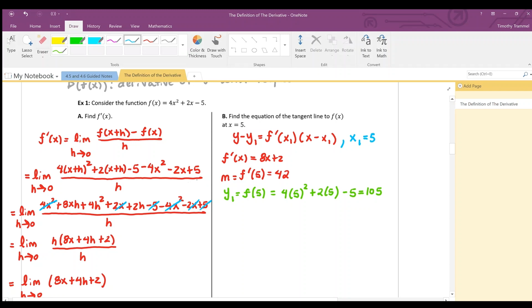So we have everything we need now to write the equation of this tangent line. We have y minus 105 is equal to the slope times x minus x1, which was 5. Then we could distribute that 42 through, and then add the 105. So we'll have 42x minus 42 times 5 plus 105, and that gives us y equals 42x minus 105.